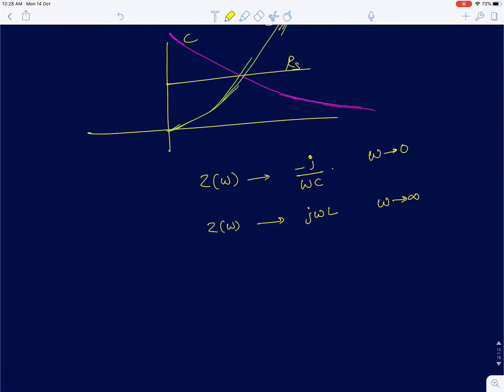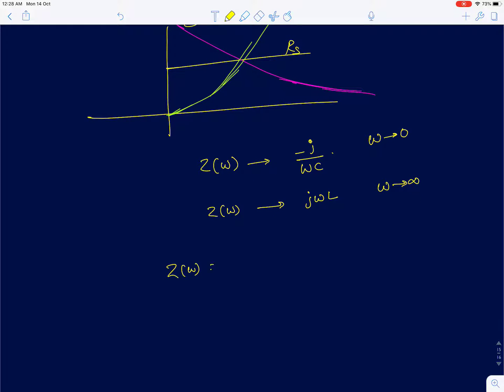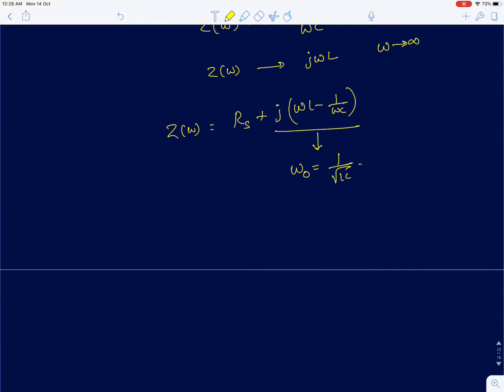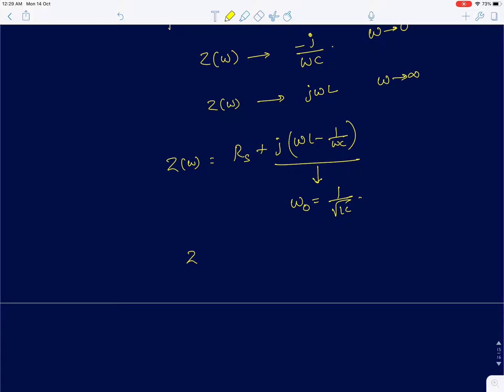Now from this equation, the impedance Z of omega is given by this term. Now in this term, there is one particular frequency where this term actually becomes 0. That is at omega naught equals 1 by root LC, which is the resonant frequency of the series RLC circuit. It's going to behave like a pure resistor. So the impedance at omega equal to omega naught is going to behave like a resistor.